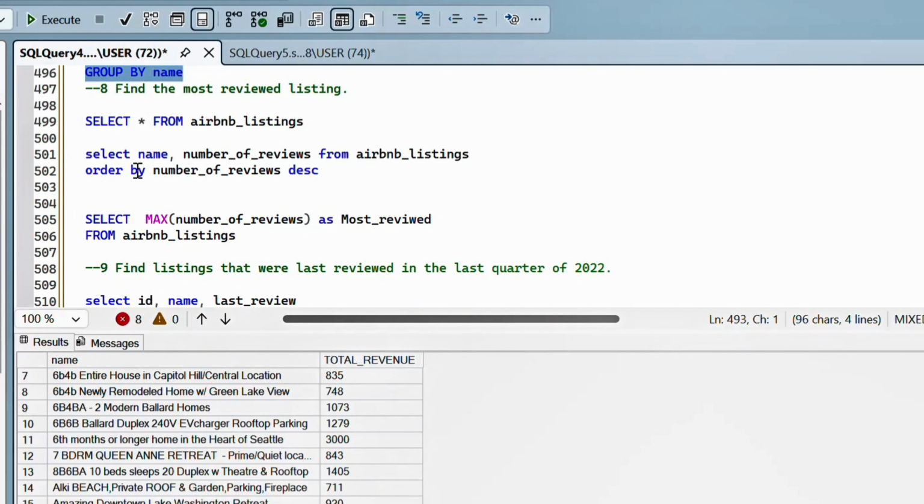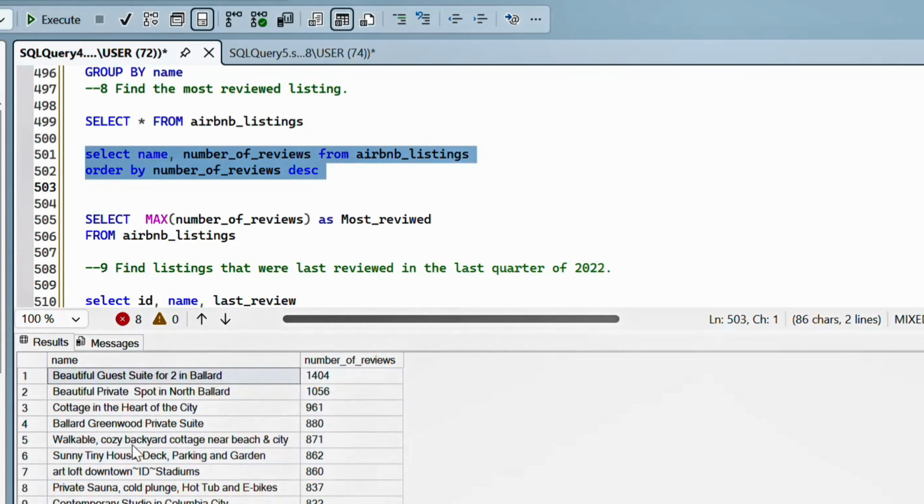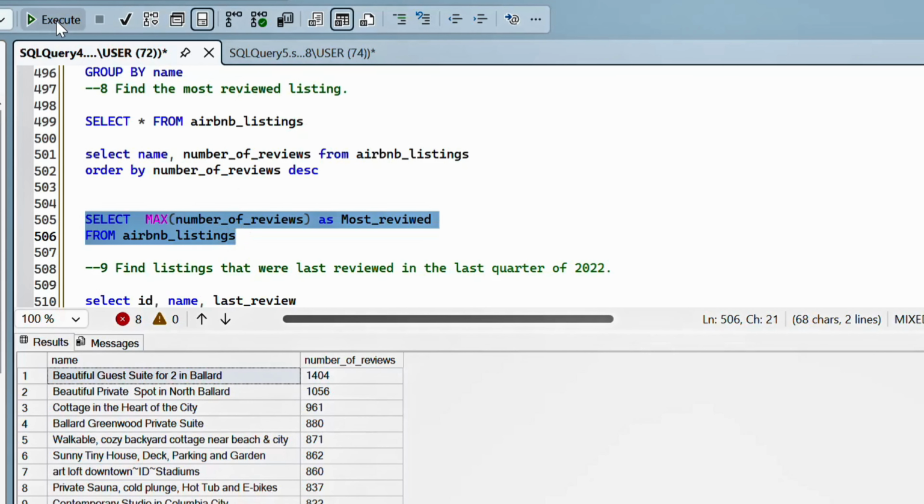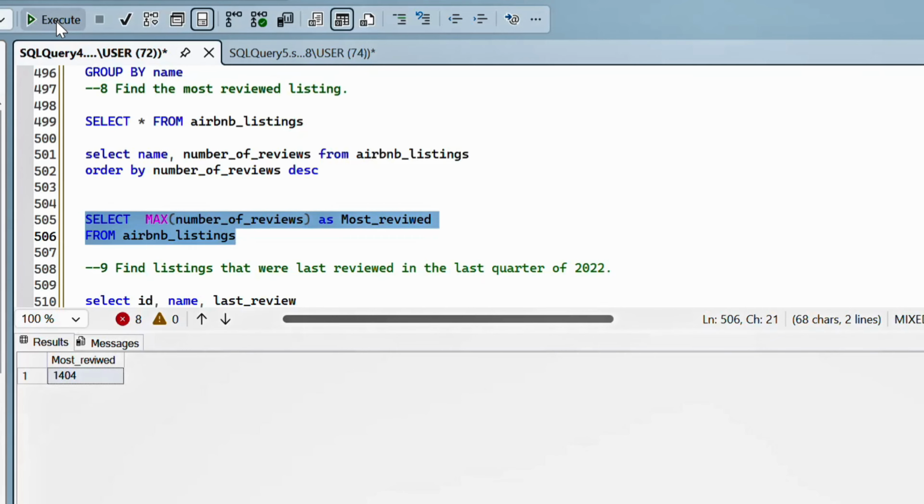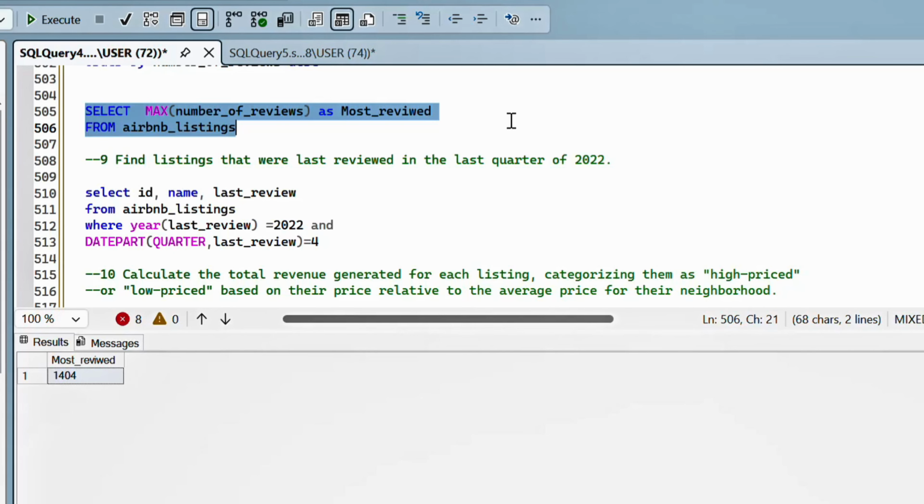So number 8 says I should find the most viewed listing. So the most viewed listing, I just selected the name, most reviewed, then ordered it by number of reviews using descending order. If I do it like this, I can see that Beautiful Guest Suite has 1,404 number of reviews, and automatically it became the most viewed outlet or the most viewed house. So if I want to still know the highest number, this question gives me the highest number, which is for the Beautiful Suite. So 1404.